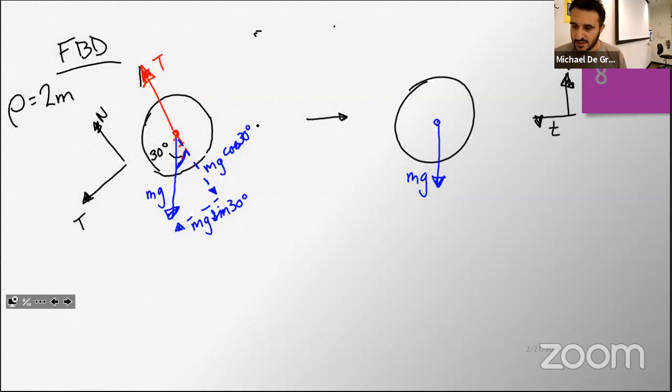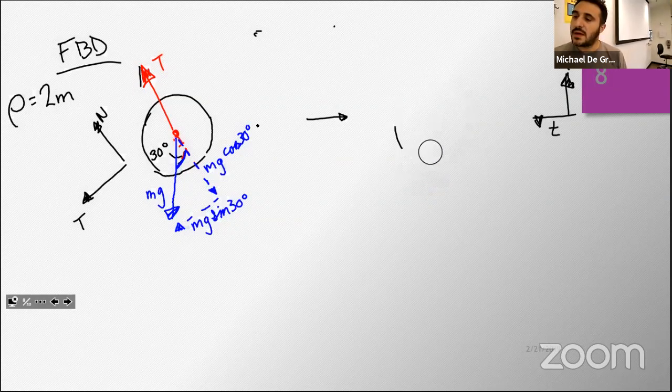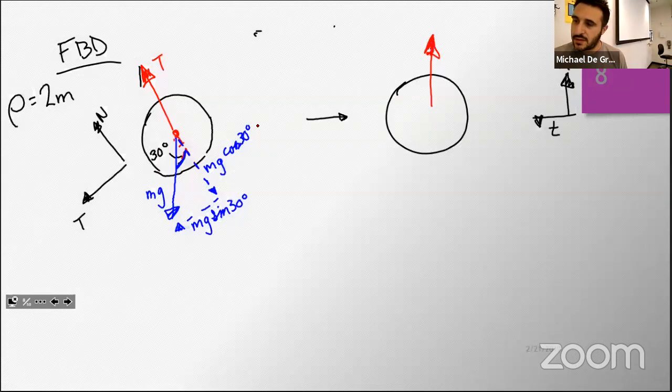So the weight's still going to be pointing straight down. Well, never mind. Let me redraw it. The weight's not pointing straight down anymore. Now the tension is pointing straight up, but my coordinate system has converted that way. And my mass times gravity is actually this way.